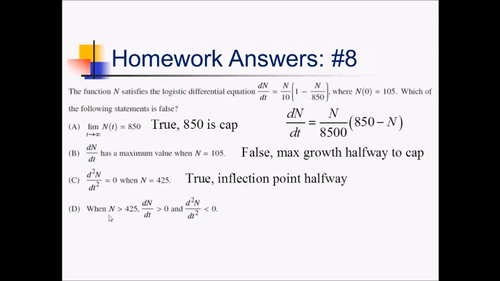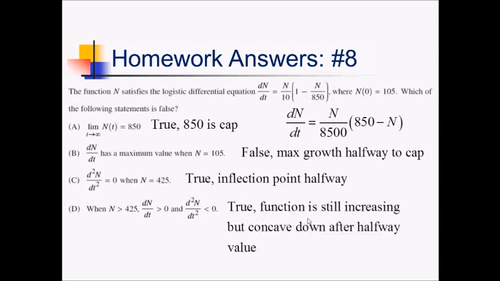And finally, the last one, when n is greater than 425, dn over dt is greater than 0, and the second derivative is less than 0. So essentially saying when you get to that halfway point, you are growing, because your derivative is positive, but at a decreasing rate, because your second derivative is negative. So you're essentially saying you're concave down, but still growing. And this is also true, still increasing but concave down after the halfway value. So choice B then totally is false, and we are done.